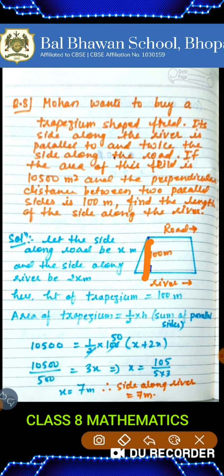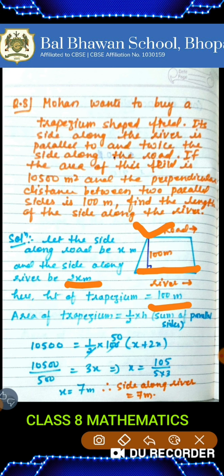Now what values are given here? Here we have the value of area of trapezium, height of trapezium, and relation of side along the road and along river is given. Okay, so let's start the solution now. First of all, we'll write down, let the side along road be x meter. We are taking this length as x meter and the side along river be 2x meters. Means this side is 2x because it is just double of the side along road. Okay. And the height of trapezium is given 100 meters.